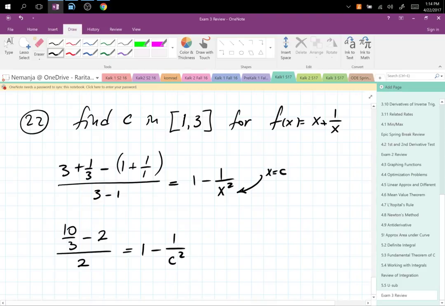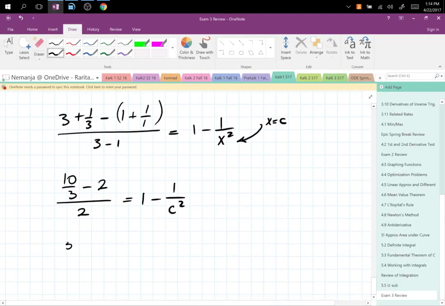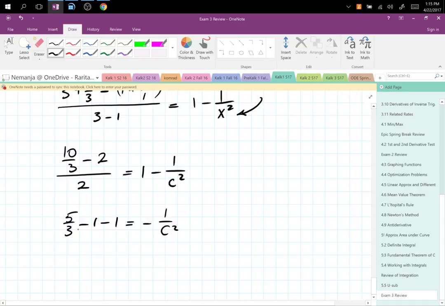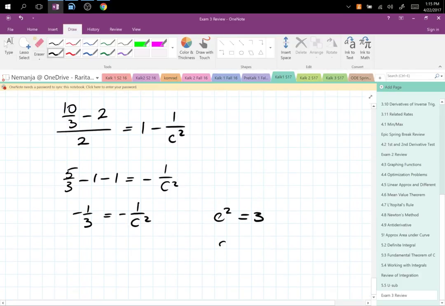You can cancel the 2. You get 5/3 minus 1. And then you have minus 1 from the left is equal to negative 1 over c squared. So that's 3/3, 2/3, negative 1/3 is equal to negative 1 over c squared. Multiply by negative 1, and then you just have c squared is equal to 3. So plus minus root 3. But then you only keep the positive root 3 because you are on interval 1 to 3. Negative root 3, which you should also include, you can't include it because it's not in the interval 1 to 3.